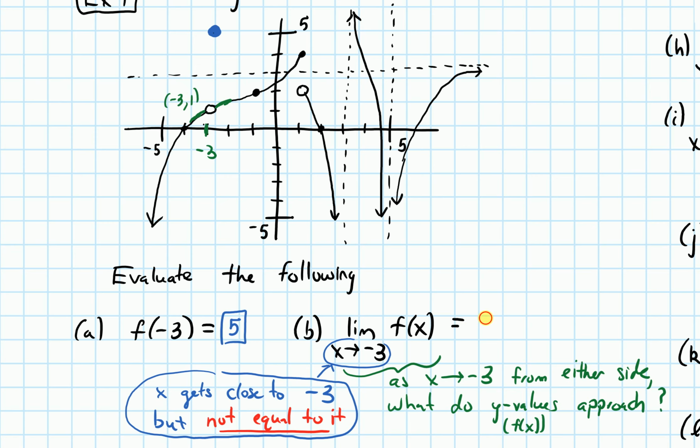Our limit equals 1. So the fact that there's a hole there doesn't mean the limit doesn't exist, because we don't care what's happening exactly at -3. We just care about what's happening close to it.